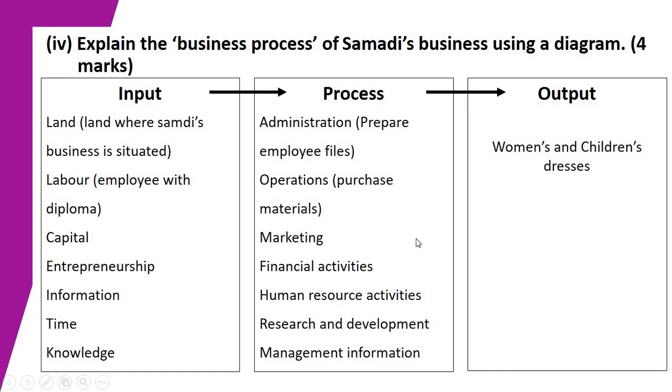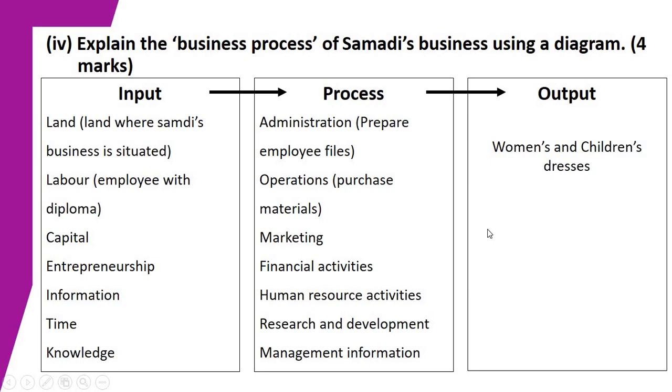So input is there, then process, and under process, administration. Here also you can give one example at least. Preparing employee file. Operations, purchasing materials, production activities, then marketing, pricing, distribution, advertising, then human resources activities, recruiting, selecting, payroll, pay management. Likewise, examples can be given. Then the output, we know that is the women's and children's dresses.